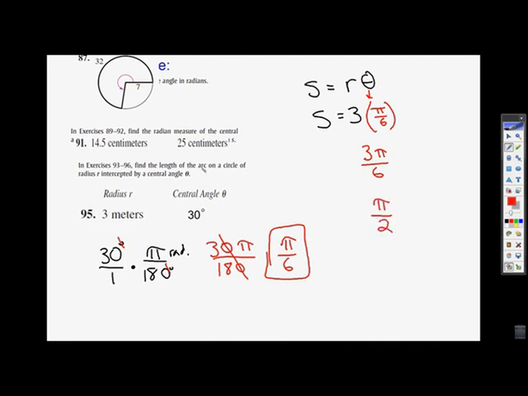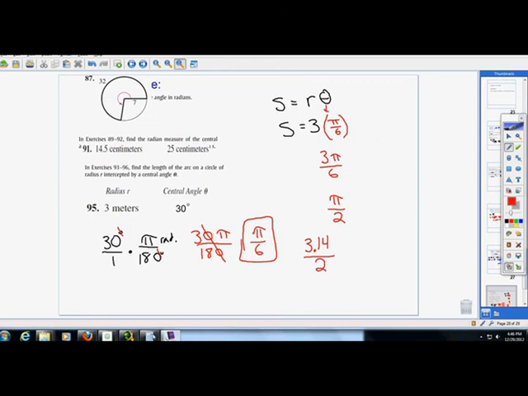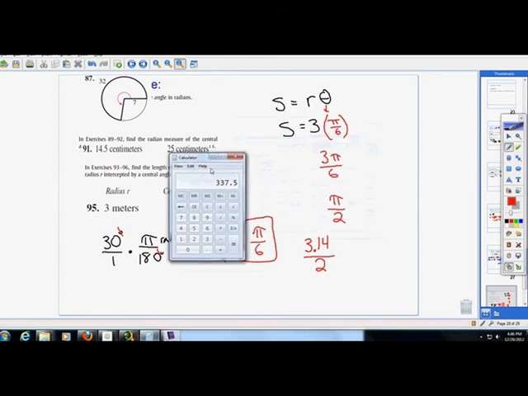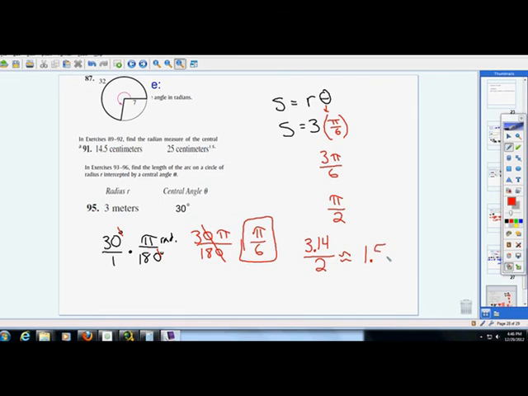So it said find the length of the arc on a circle of radius r intercepted by angle theta. So we have pi over 2, or 3.14 divided by 2, which is going to be, I don't have my calculator here. Let's do this, calculator. 3.14 divided by 2 is 1.57. So approximately 1.57, and our units here were meters.